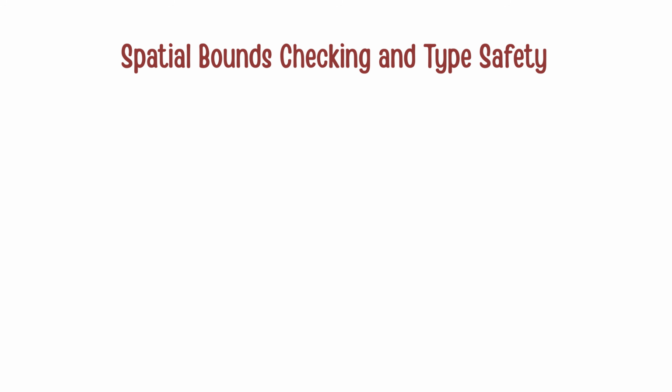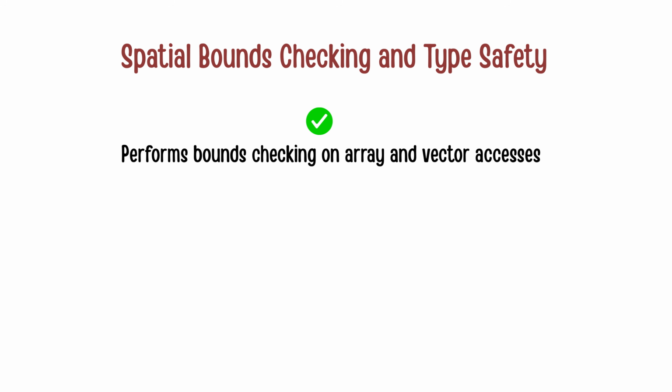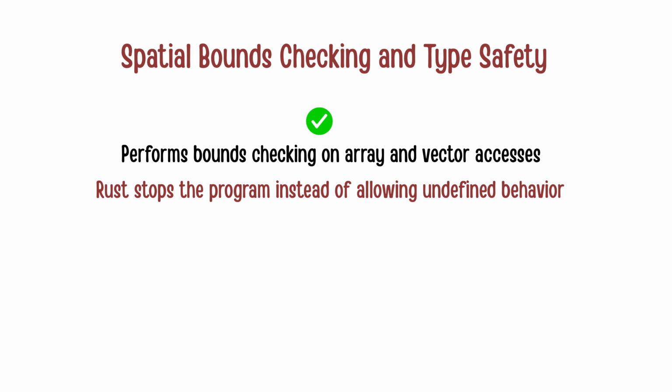Rust also protects programs in two other important ways. First, it performs bounds checking on array and vector accesses. If a program tries to access memory outside the valid range, Rust stops the program instead of allowing undefined behavior. Second, Rust enforces strict type safety.